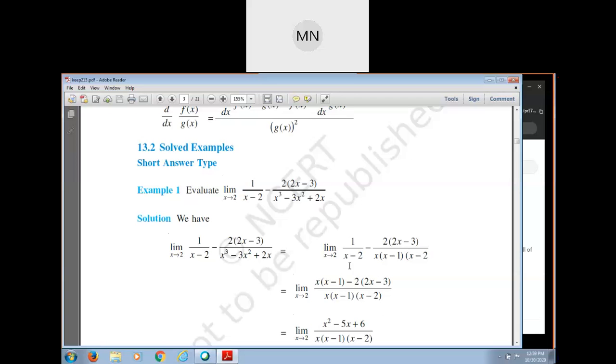Now take the LCM. The LCM will be x into x minus 1 into x minus 2. For the first part, where it was x minus 2, it will become x into x minus 1, and for the second part it will become minus 2 into twice x minus 3.